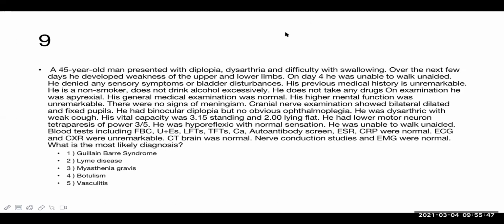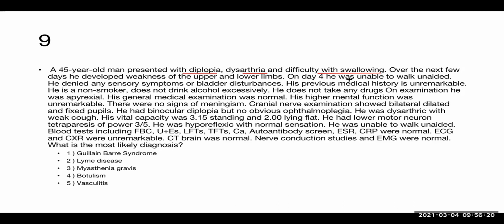Number 9. A 45-year-old man presented with diplopia, dysarthria, and difficulty with swallowing. What is diplopia? Double vision, sir. Double vision. Dysarthria means difficulty in speech. Very good. And there is difficulty with swallowing, so dysphagia, dysarthria, and diplopia.